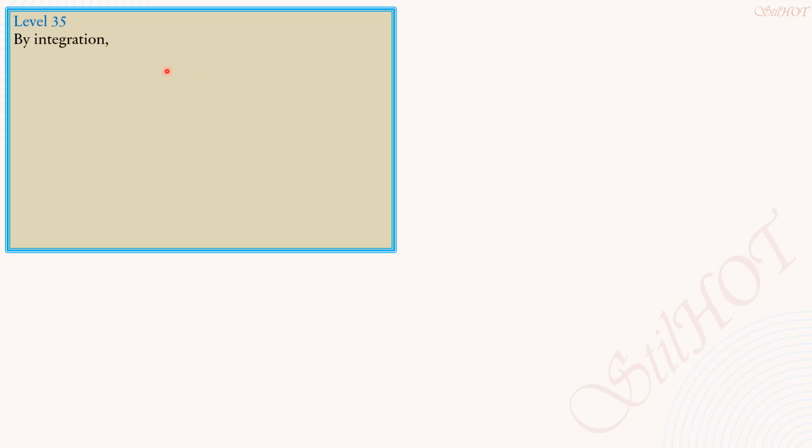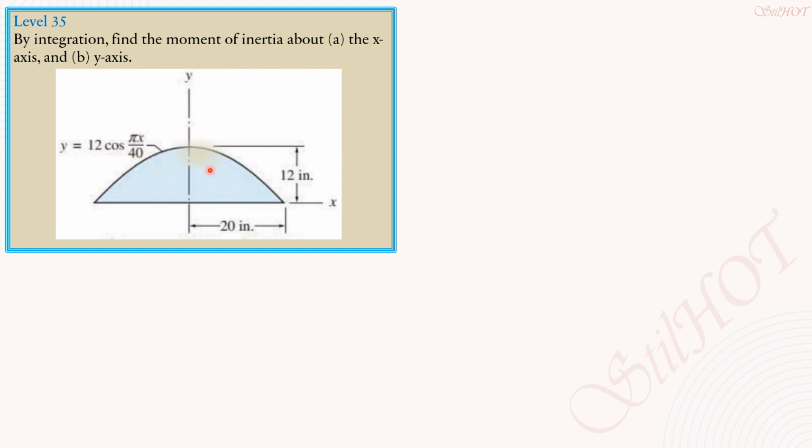Level 35 by integration, find the moment of inertia about A, the x-axis, and B, the y-axis. So here is the given figure. We have a region bounded by a cosine curve, y is 12 cosine pi x over 40. So for our solution, let's have a vertical strip, and the height is y, thickness is dx, and the distance of the strip from the y-axis is x.